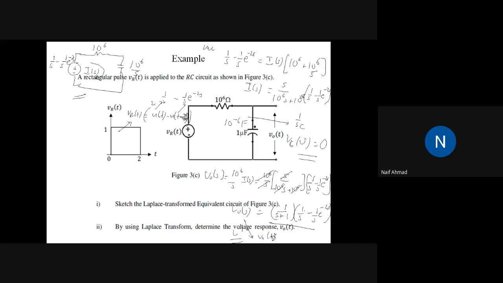Can we use voltage division to find the voltage in the capacitor in S domain? Come again, I cannot hear you clearly. Can we use voltage division to find the voltage on the capacitor? Yes. I think the method is the same, like what we have here. The same method.